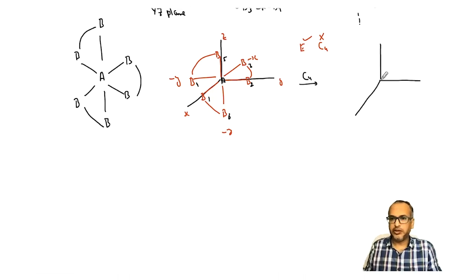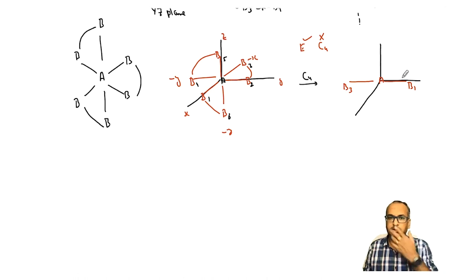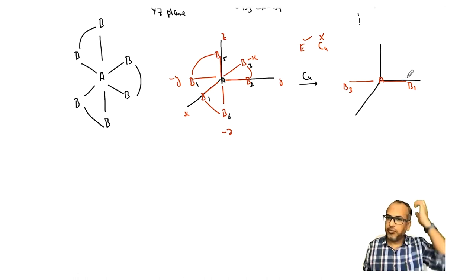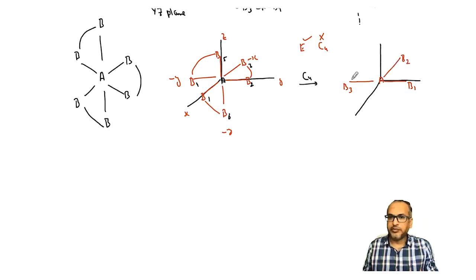Let us see. So you have A. So now I have B1 here, and my B3 comes here. Okay. And what happens to B2? B2 goes here, and now B3 and B2 are connected, right? B3 and B2 are connected.